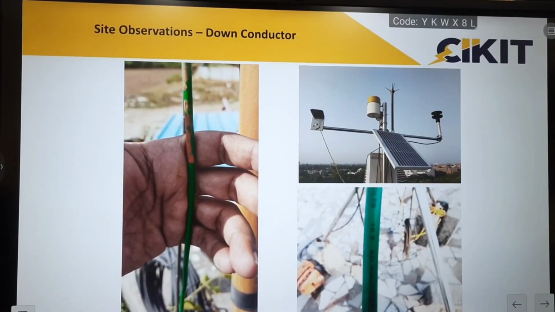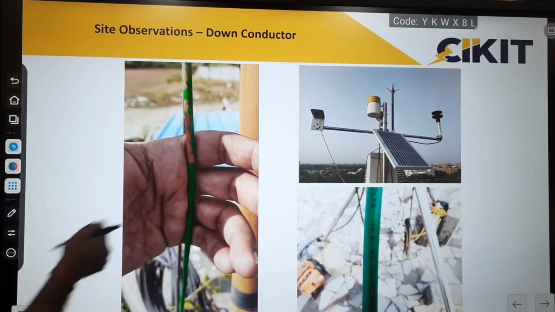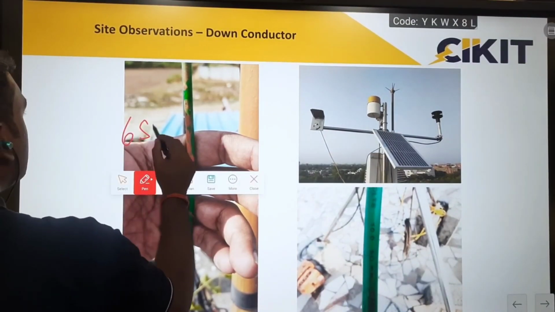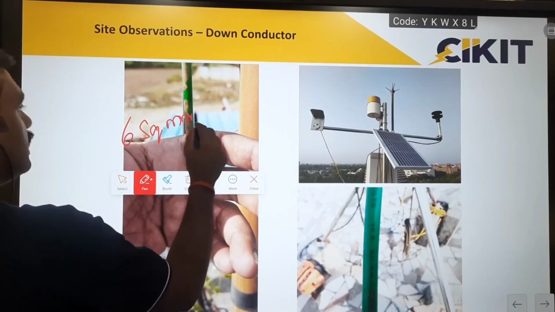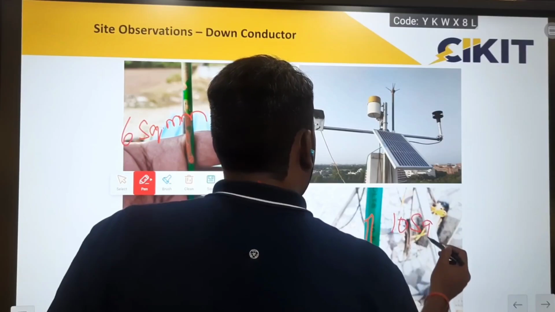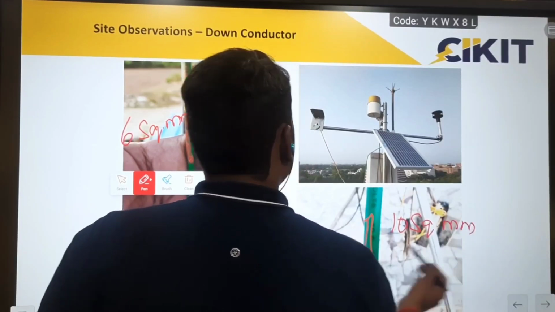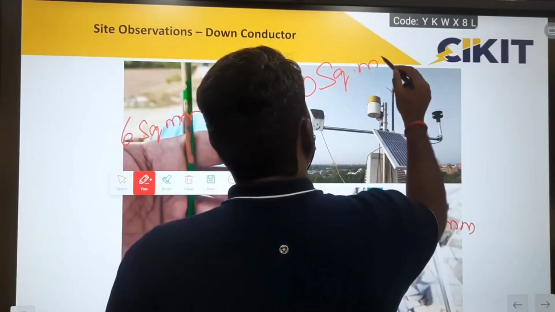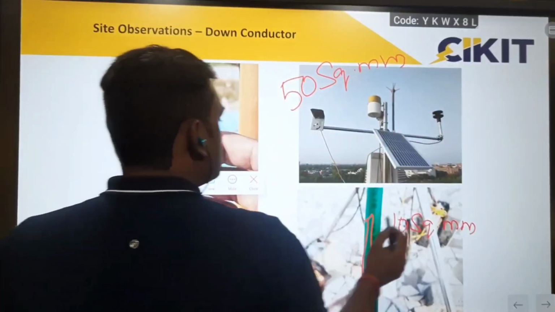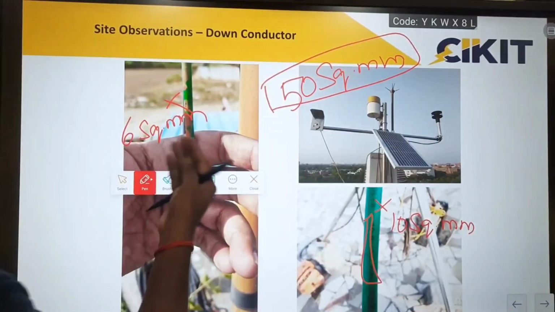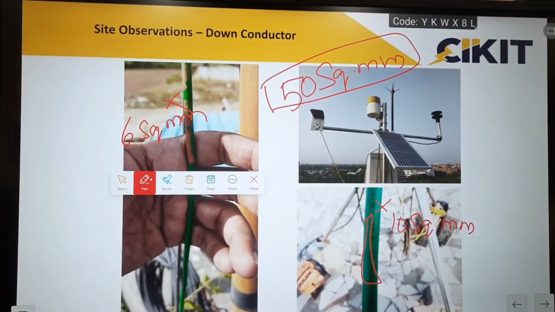In the first one, the conductor sizing was found to be less than 10 square mm. Here they have used only 6 square mm copper cable for connecting this terminal to the grounding, and here they have used 10 square mm copper cable. But as per the standard regulations, we should use 50 square mm. So 6 square mm and 10 square mm should not be used. We should use a minimum of 50 square mm for connecting this air terminal of the lightning system.